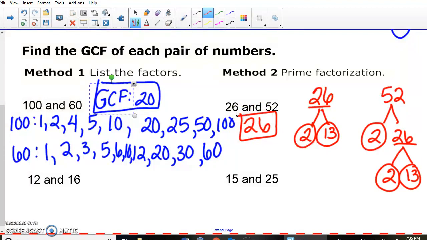Okay, go ahead and try these next 2 problems on your own. Remember that you can check your answers with my answer key on my website.